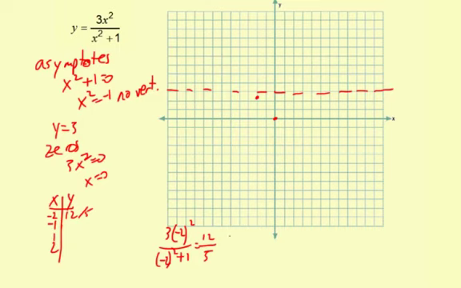Input a -1. 3 times -1 squared over -1 squared plus 1. So it's -1 squared is 1. 3 times 1 is 3. And then -1 squared and then plus 1 is 2. So 3/2. That's 1 1/2.